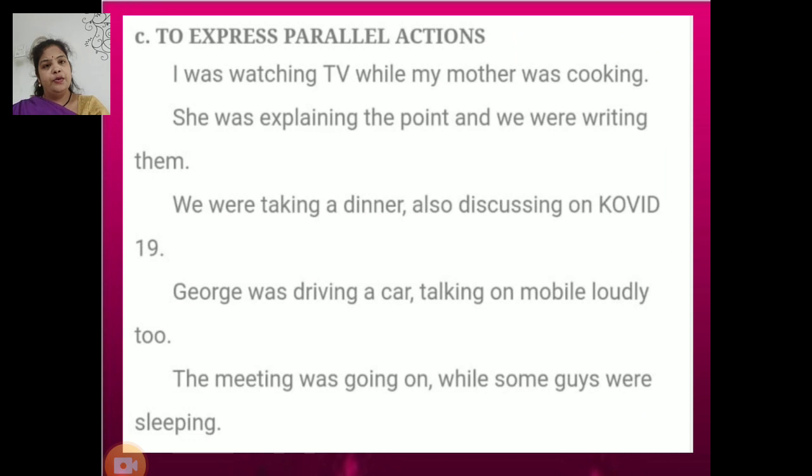Next, to express parallel actions. I was watching TV while my mother was cooking. She was explaining the point and we were writing them. We were taking dinner, also discussing COVID-19. George was driving a car, talking on mobile loudly too. The meeting was going on while some guys were sleeping.